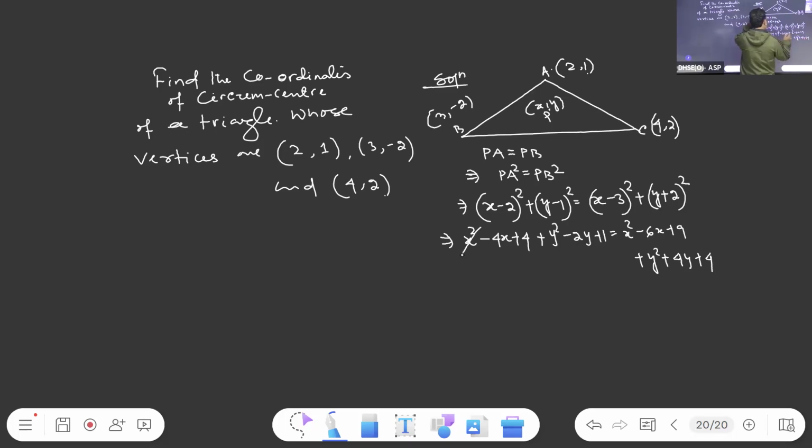Okay. x square cancels, y square cancels from both sides. Taking all the terms to the right hand side, we'll have on the left hand side: 2x minus 6y, 4 plus 1 is 5, 9 plus 4 is 13. So minus 8 equals 0, or x minus 3y minus 4 is equal to 0. Let it be equation number 1. Again, similarly equating PA with PC.